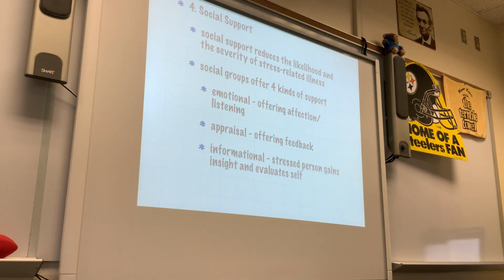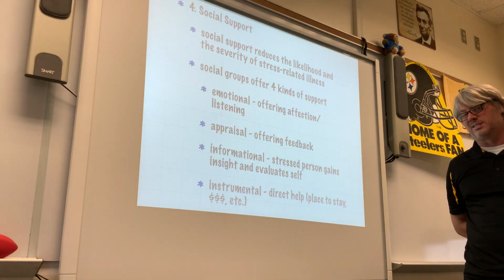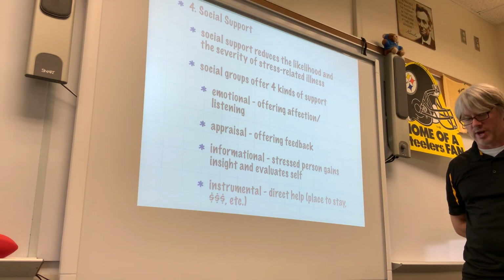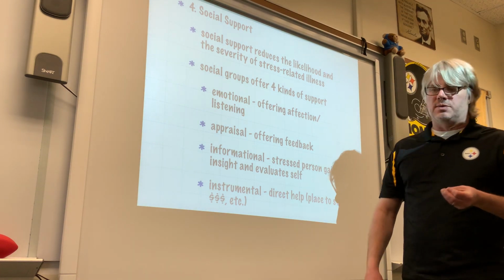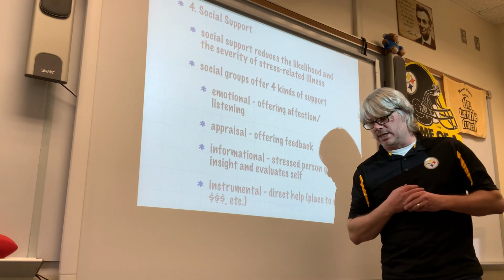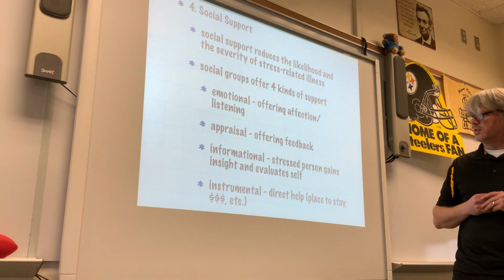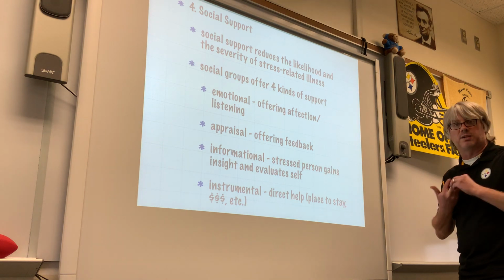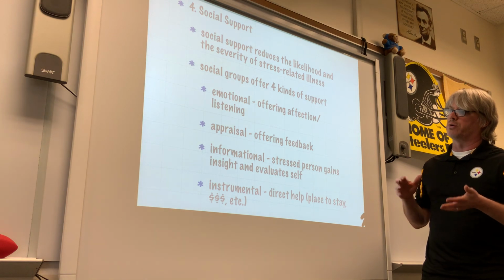And then a fourth kind of social support that we can get is what we would call instrumental support. This is a little less touchy-feely, and it's a little bit more just straightforward. This is direct help that we can get from other people. This is where somebody lends us money. This is where somebody allows us to stay at their place whenever we don't have a place to stay. This is where somebody gives us a ride somewhere because we need to be there and our car's broken down. That's what we call instrumental support.